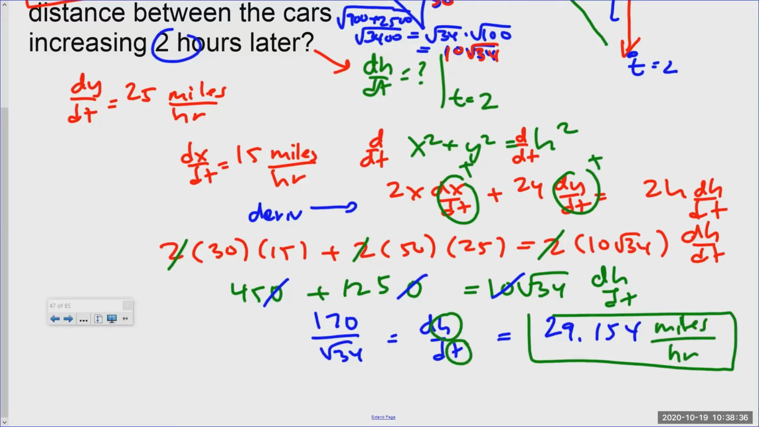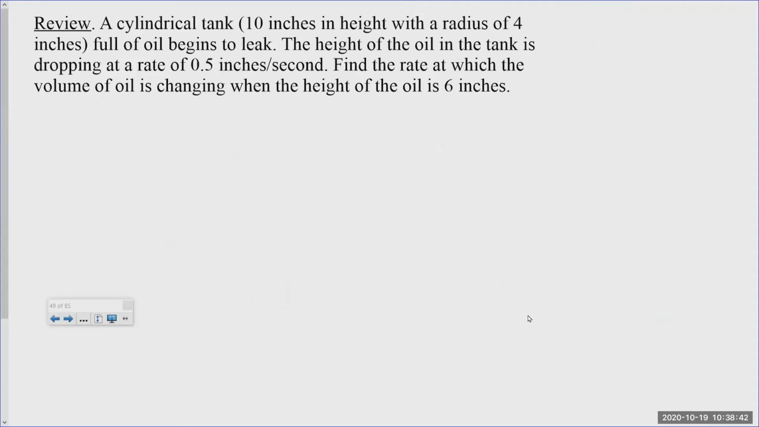Okay. Any questions about this type of problem? Okay, so you'll see that on your homework tonight also. I want to go ahead and do this one. I was going to talk to you about it tomorrow, but you have it on your homework anyway tonight. So I'm going to go ahead and help you guys out with this.